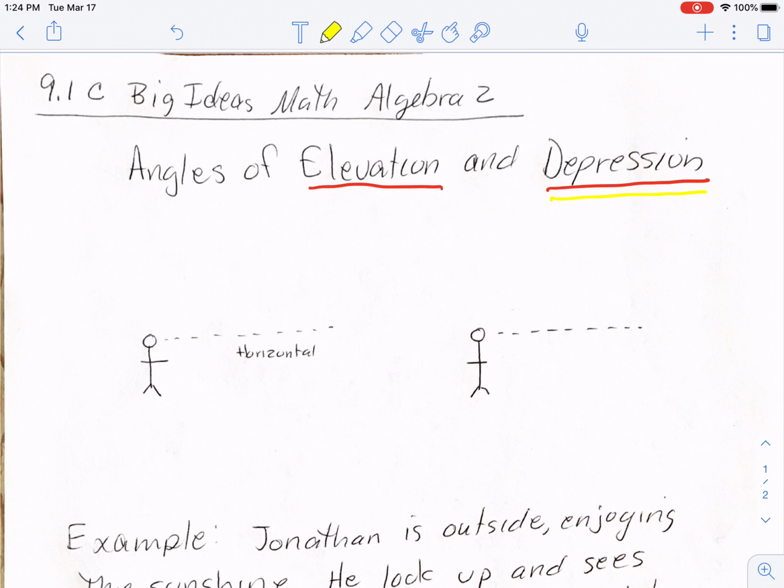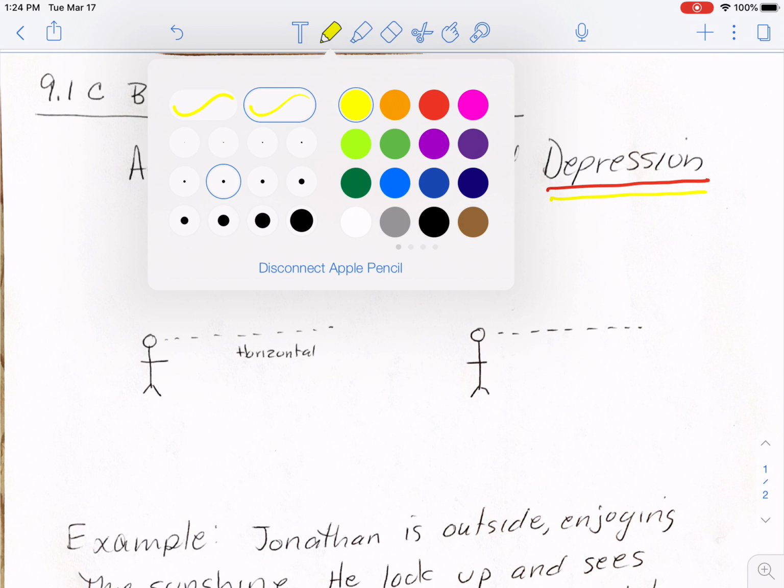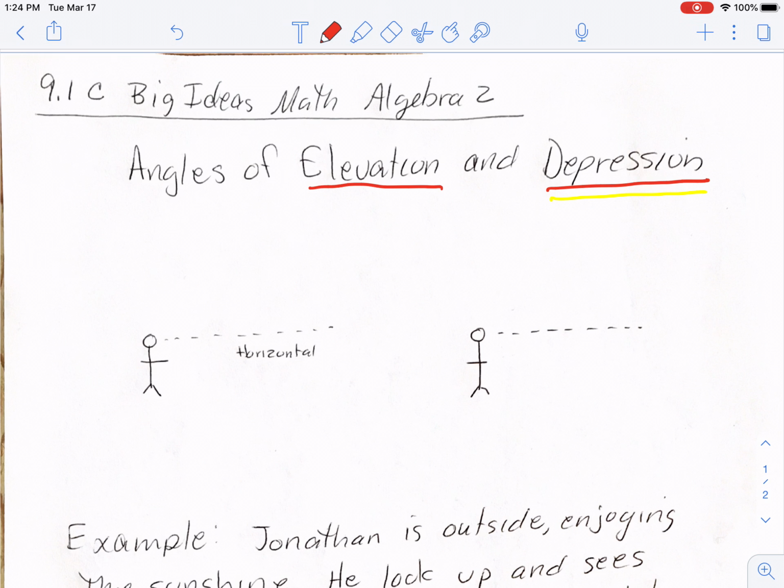So if I'm talking angle of elevation, what I'm talking about is if we're looking from horizontal and I elevate, that means I'm going to look up, and my angle of elevation is that theta angle right there.